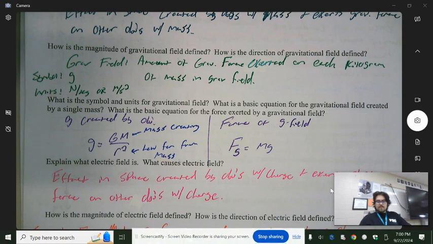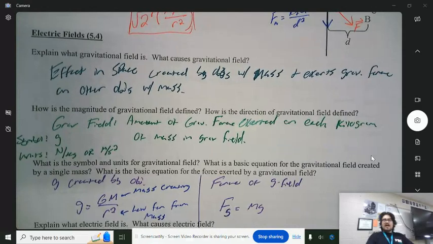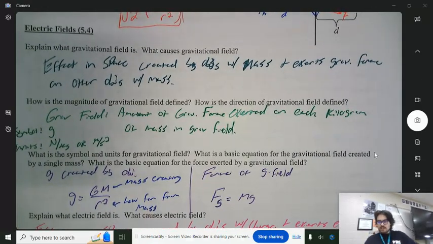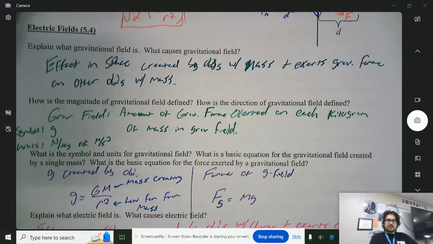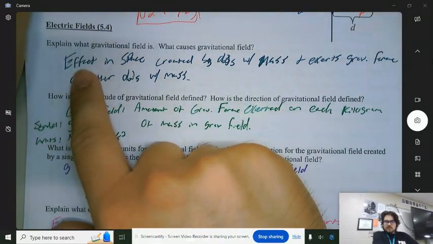All right. Electric fields. This is section number 5, I believe. I've got the key up here because it's a lot of definitions at the beginning, so I'm just going to show you the key and talk through the definitions really quickly. Explain what gravitational field is, what causes a gravitational field.